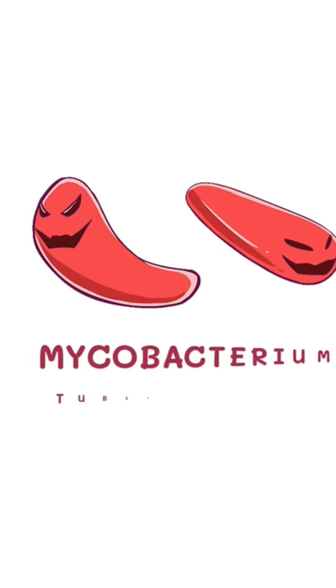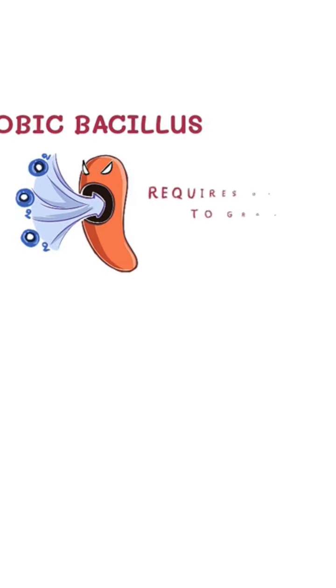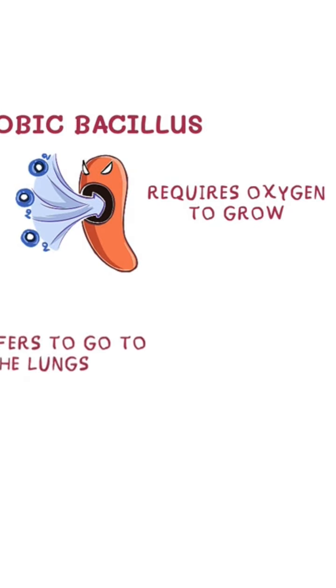So today we'll be talking about Mycobacterium tuberculosis, or as it's commonly referred to, TB. Now before we start, I would like to briefly talk about Mycobacteria itself. First of all, it's an obligate aerobic bacillus, which means it requires oxygen to grow. And that is why it makes sense for TB to prefer going to the lungs.